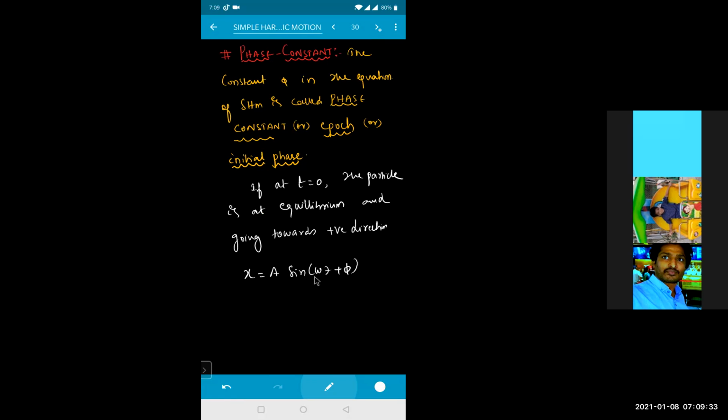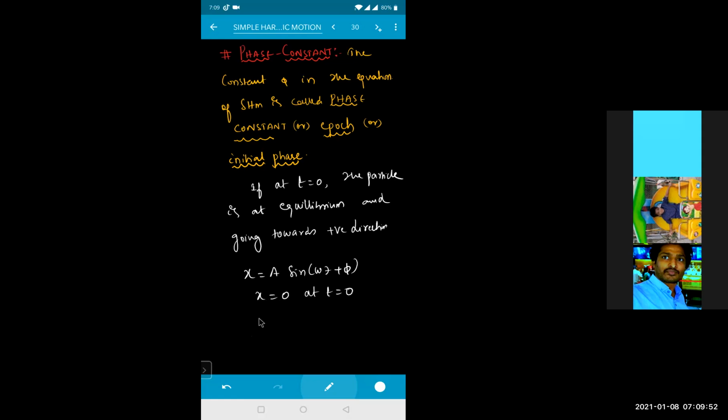The particle will be at x equals 0 at t equals 0. At what position? That means it is at the mean position, isn't it? Yes, sir. It is at the mean position, and moving towards the positive x direction.